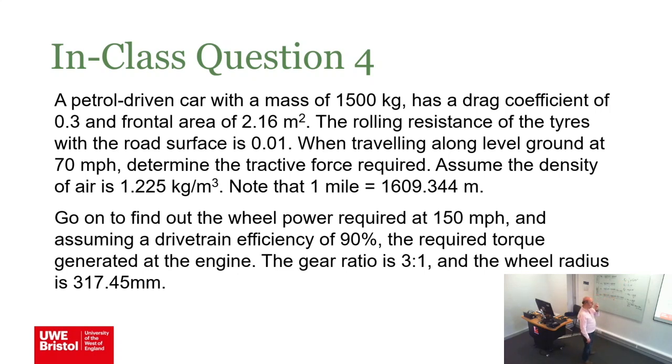Part 2 is go on to find out the wheel power required at 150 miles per hour. Assuming a drivetrain efficiency of 20%, find the required torque generated in the engine; the gear ratio is 3 to 1 and the wheel radius is 370 meters. Okay, so let's do part A first, and then when you get part A, we'll go to the solution, and then we can do part B of that question.